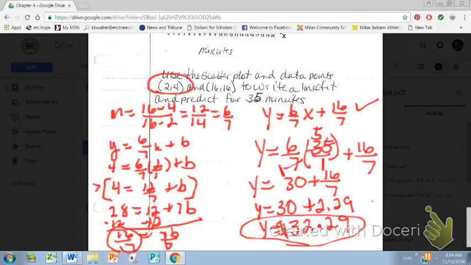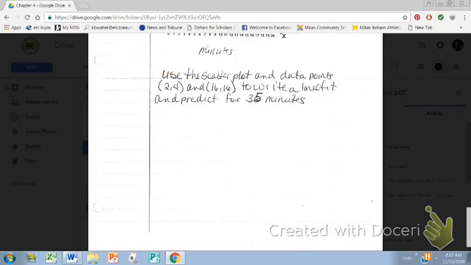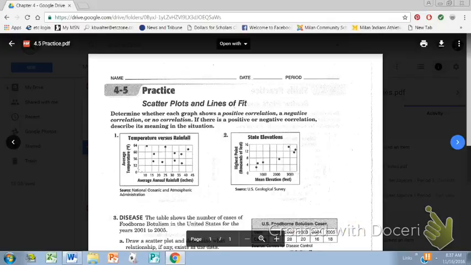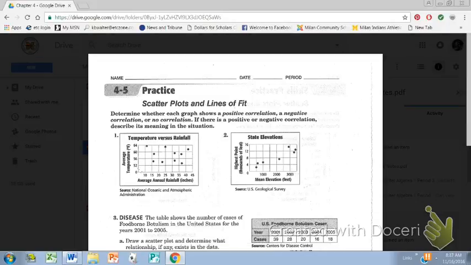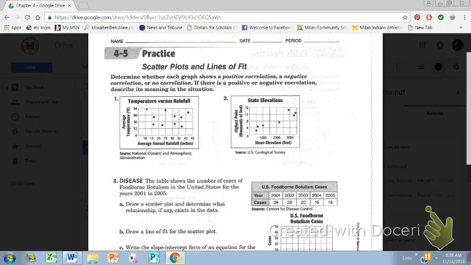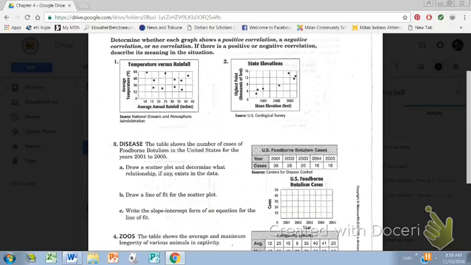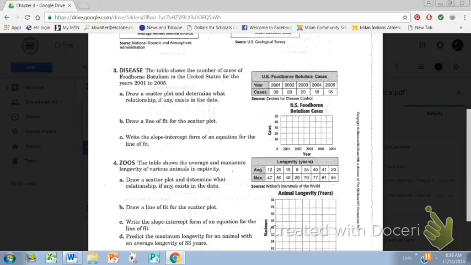Okay, so for the homework today, I am going to skip ahead here for you. You're going to do practice 4-5. So the first two, you're going to make a decision whether it's a positive correlation, negative correlation, or none. You have to look at the general trend and see if there is a correlation. So as the x increases, does the y increase or decrease? And you have to describe the situation based on the x and y axis. Okay, you have to name it. I'm also going to help you out on these so that you know which points to use so that we're kind of all on the same page.